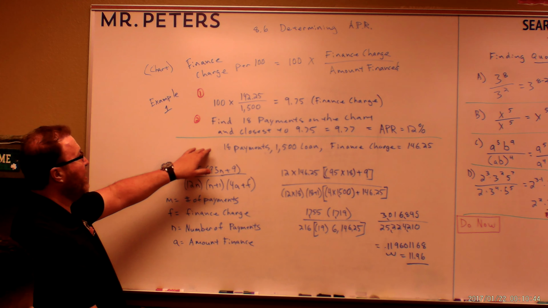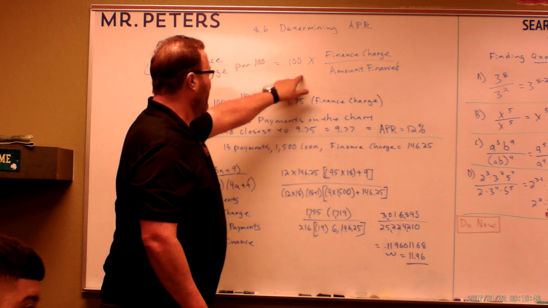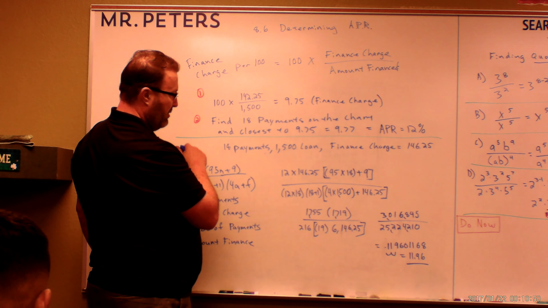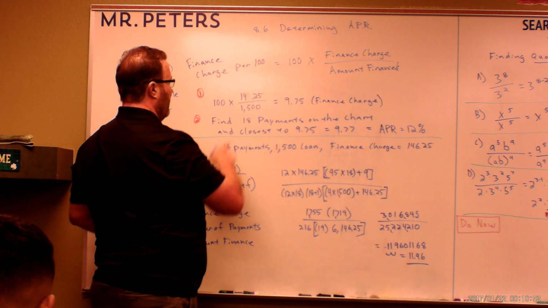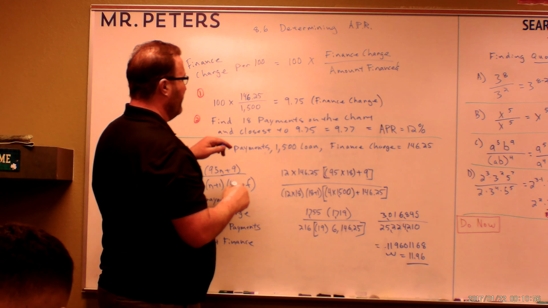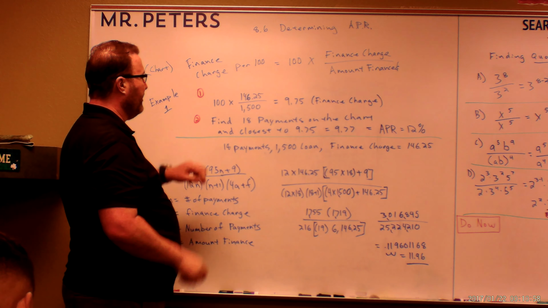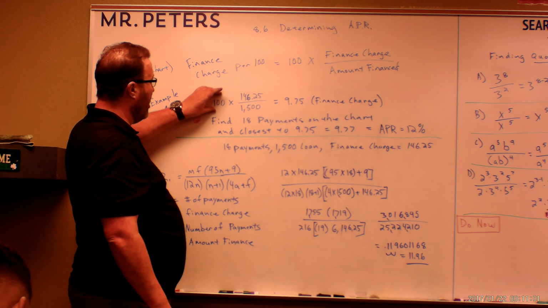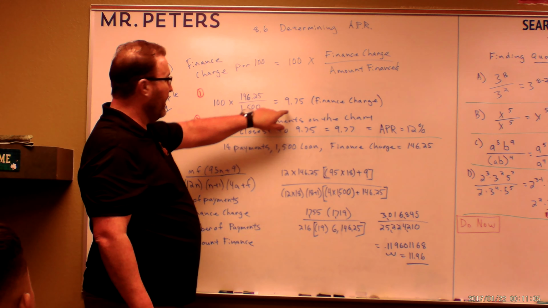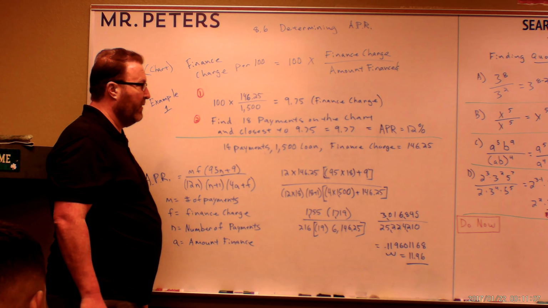Okay, so taking this information, we're using this formula. So we're going to take the one. Did I write that wrong? It should be a 6. Yeah. 146.25 over 1,500. So how you put this in the calculator, because you have to go left to right, 100 times 146.25 divided by 1,500 is 9.75.